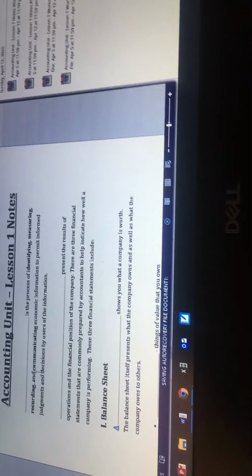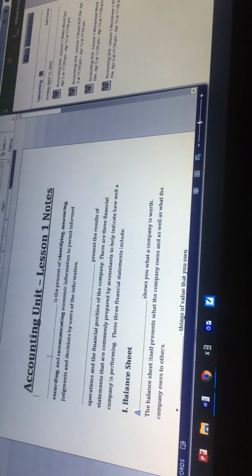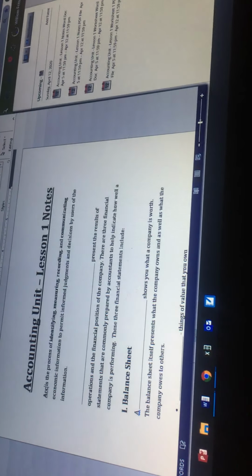I have opened up the document that says Accounting Unit, Lesson 1 Notes. And we're just going to fill in the 2 pages of notes. The first fill in the blank is going to be accounting.